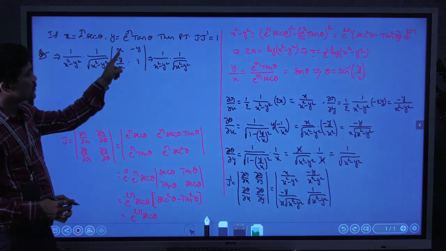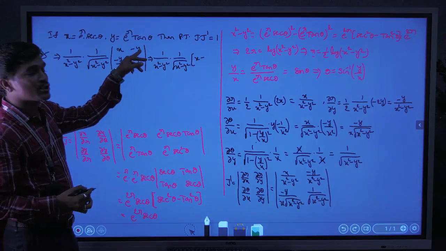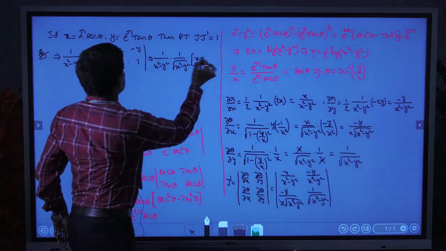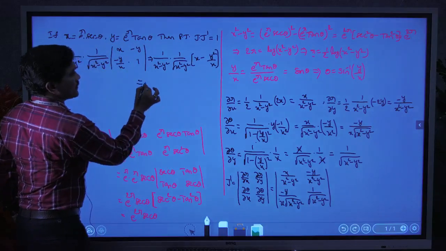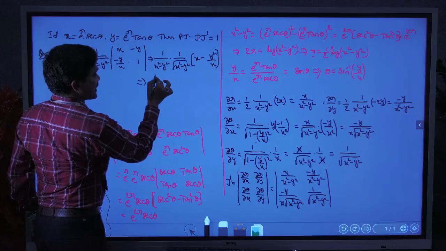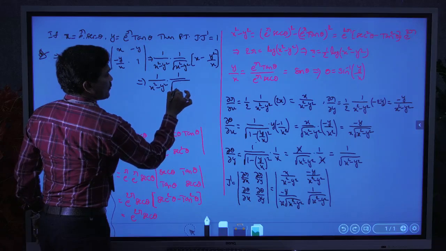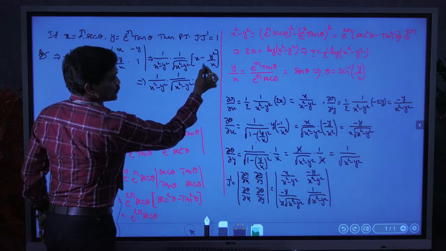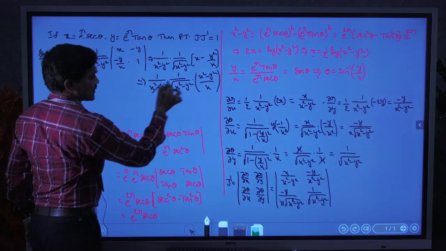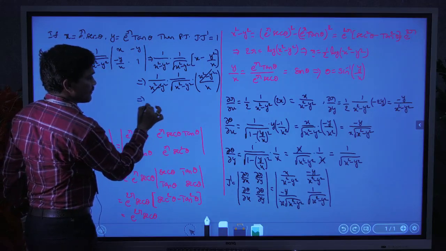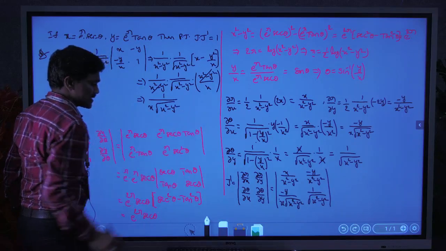So the determinant of this is x into 1, minus y by x into minus y by minus y, so that is y square by x. Now take the LCM: x square minus y square by x. So finally we have 1 by x square minus y square, 1 by square root of x square minus y square, into x square minus y square by x. Now x square minus y square cancels. What we get finally is 1 by x into square root of x square minus y square.